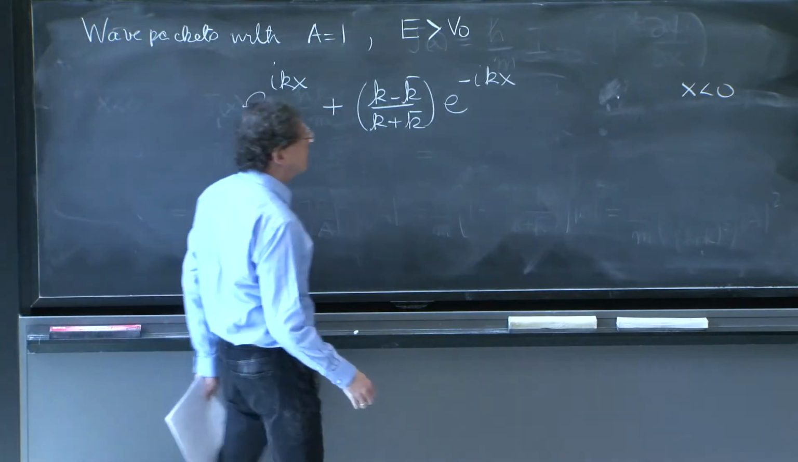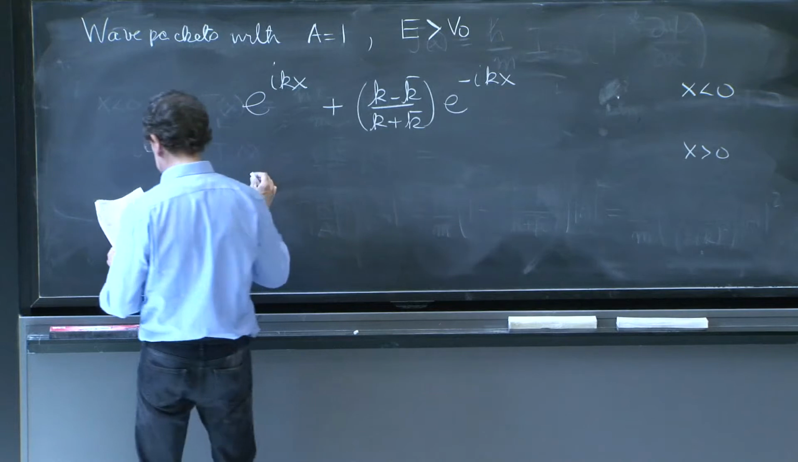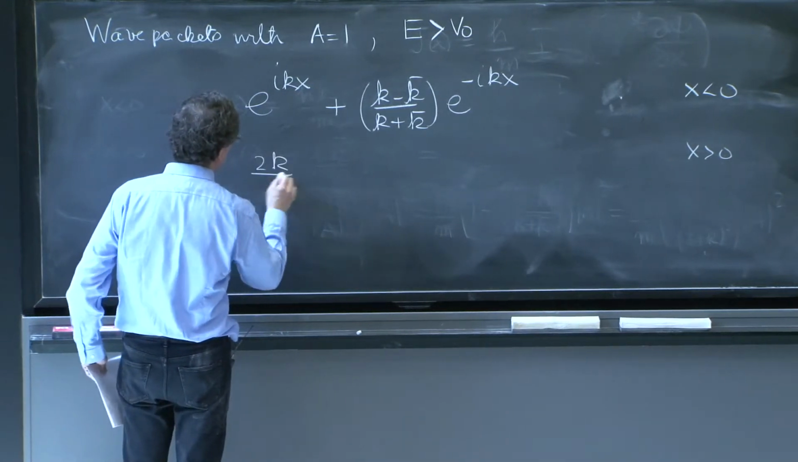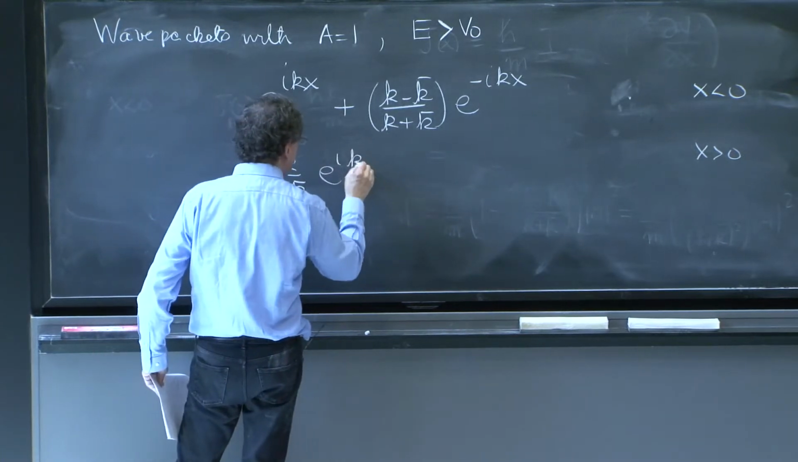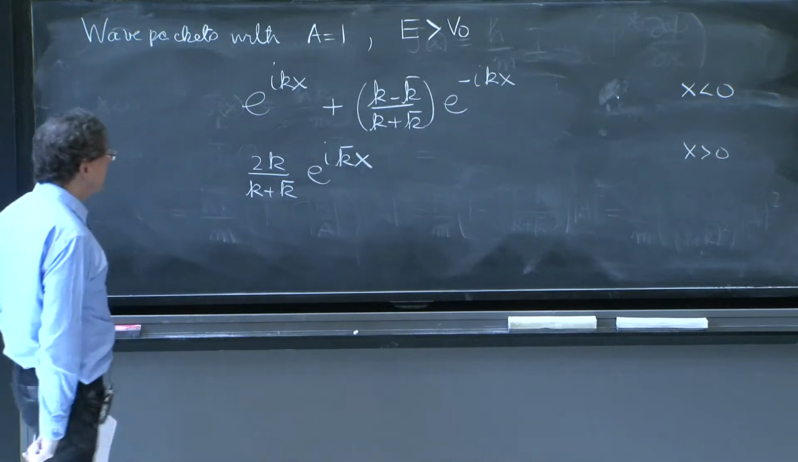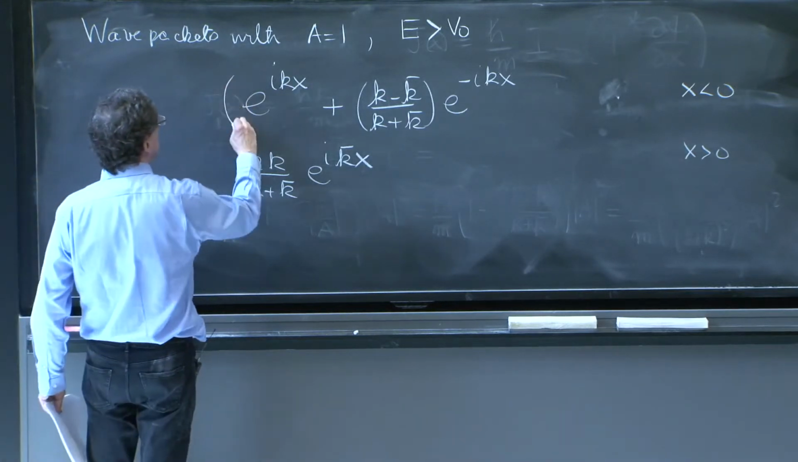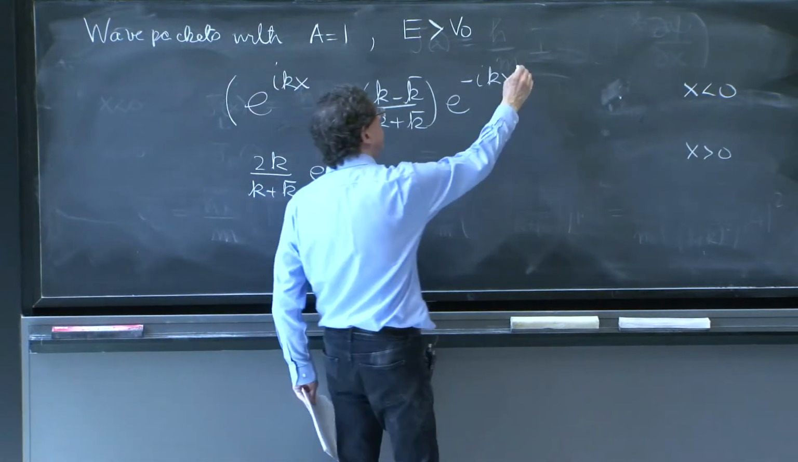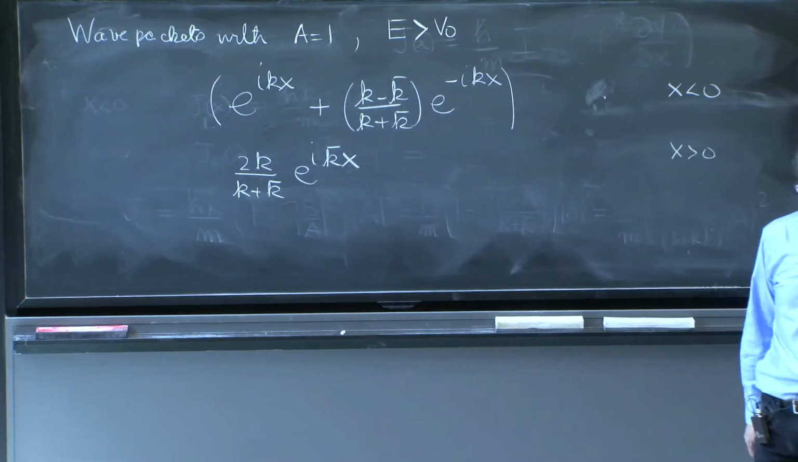And for x greater than 0, the solution is C, which was 2k over (k plus k bar), e to the i k bar x. OK. Now we have to superpose things. But I will do it very slowly. First, is this a solution of the full Schrödinger equation? No. It is a solution of the time-independent Schrödinger equation.